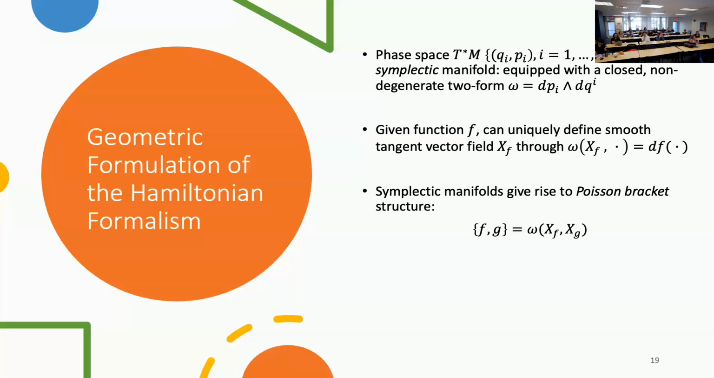Moreover, these symplectic manifolds naturally give rise to a Poisson bracket structure. The Poisson bracket between two functions is just this symplectic two-form acting on the associated tangent vector fields. And finally, the equations of motion naturally arise in this formalism because of the Poisson bracket structure and the fact that we can characterize the Hamiltonian vector field as being parameterized by time. So this is the case without constraints.